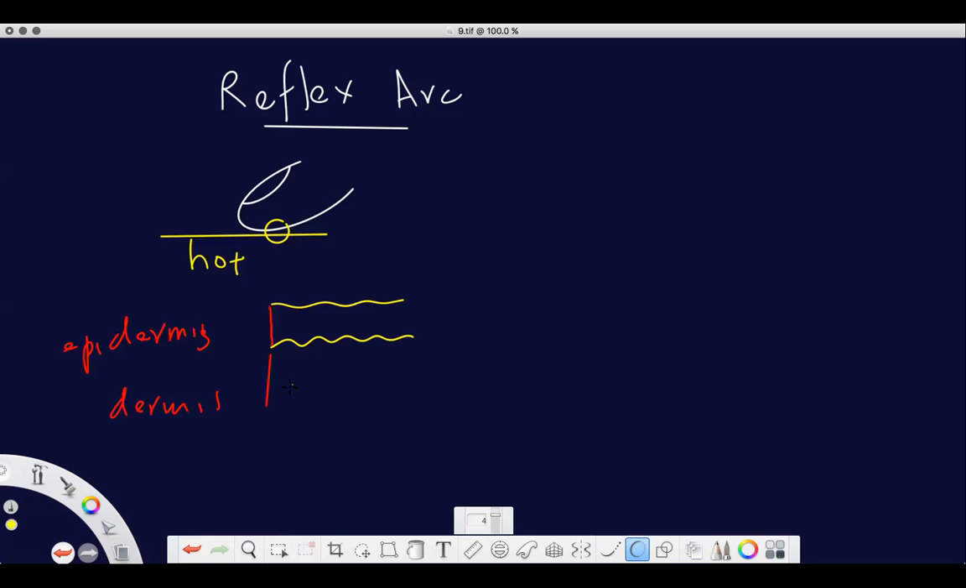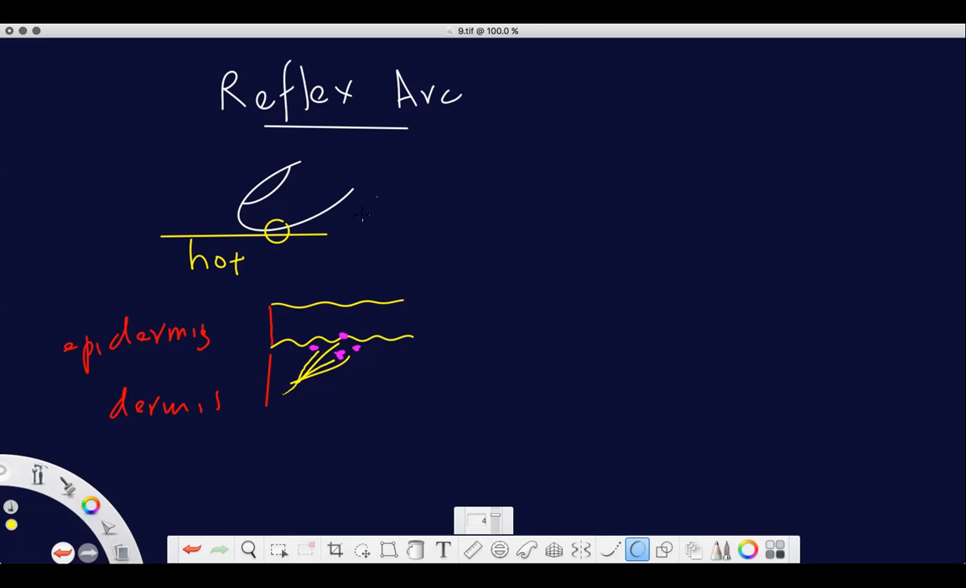So under the dermis we can find receptors. So what are receptors? They are very specialized cells. Let's say this one is a receptor. These receptors are connected to the neuron. They are specialized to detect pressure, specialized to detect heat, specialized to detect cold, specialized to detect pain.